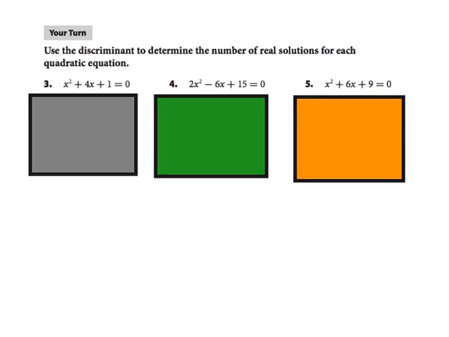Okay, so now it's your turn. Use the discriminant to determine the number of real solutions for each quadratic equation.